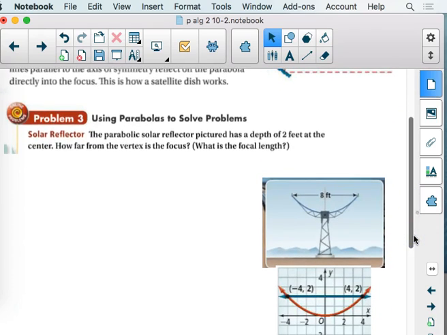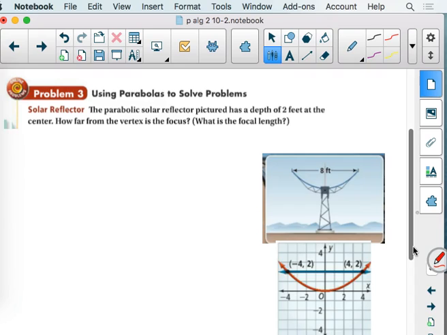So down here we have a little solar reflector. The parabolic solar reflector pictured has a depth of 2 feet at the center. How far from the vertex is the focus? What is the focal length? So what we would want to do is place the Cartesian coordinate plane in a place that would make it easy for us to write an equation for this, and that would be having the vertex at 0, 0. That would be the absolute easiest thing we could do.